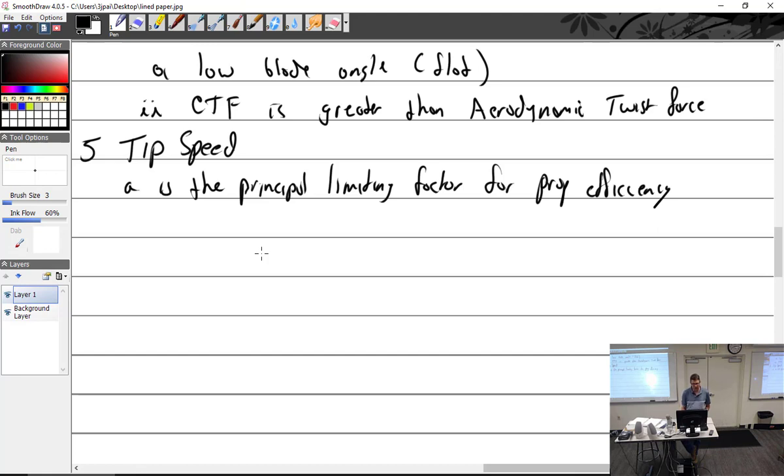So excessive speed causes flutter and vibration.